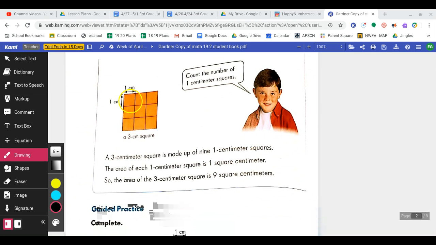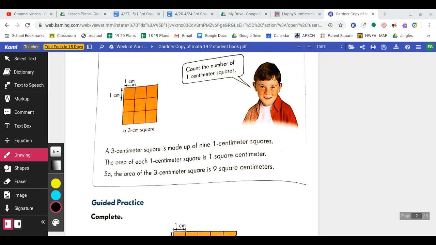A 3 centimeter square, meaning it is 3 centimeters long here and 3 centimeters long here, is made up of 9 1 centimeter squares. We can see that it's 9 centimeters squared by counting each of the tiles, or multiplying, which is what we'll transition into mainly doing. When you multiply 3 on one side times 3 on the other side, you would get an answer of 9. That tells you that is the amount of squares inside this square. So it is 9 centimeters squared.